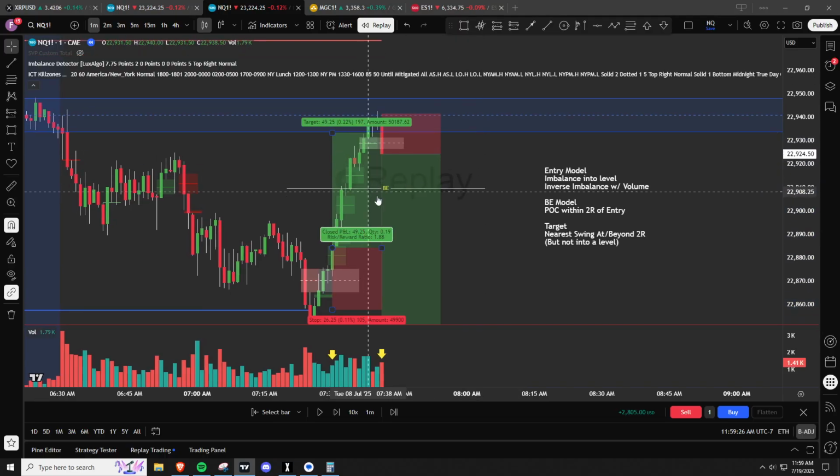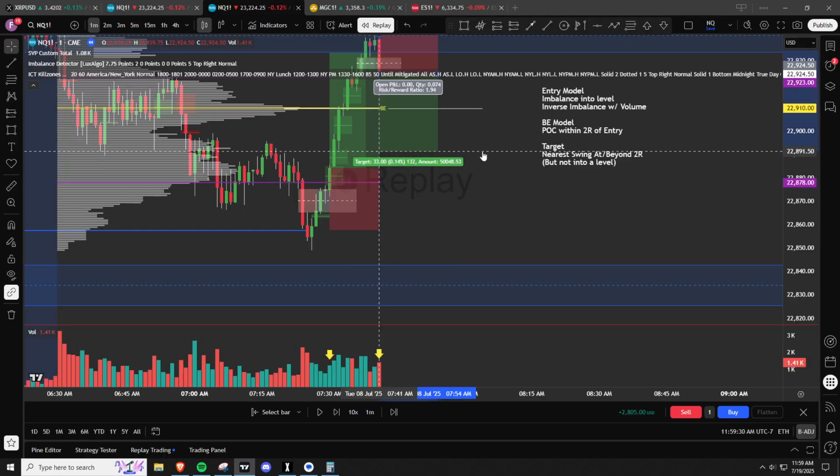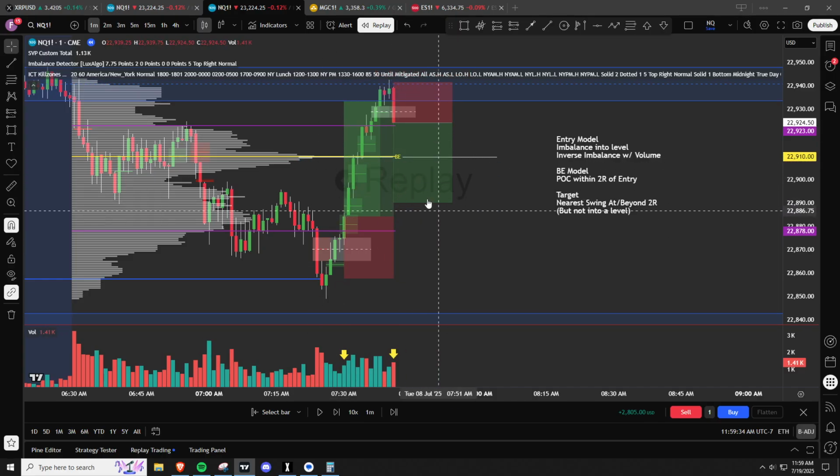Again, we need to check, do we have a new point of control? So if 2R is right about here, where is the highest volume area from our entry to 2R? That again is going to be the point of control. It doesn't always work like that, but in this case it does. It's the same break-even point as before.